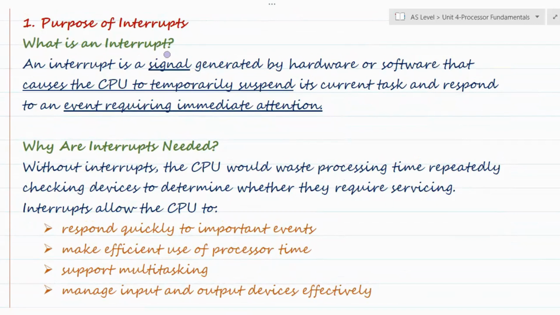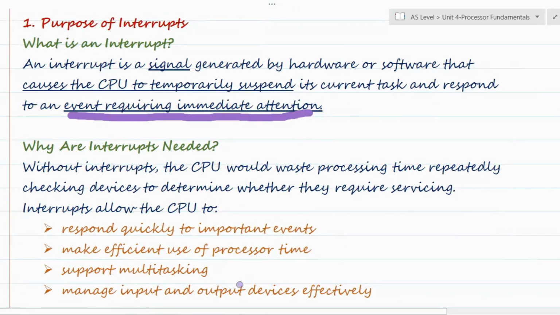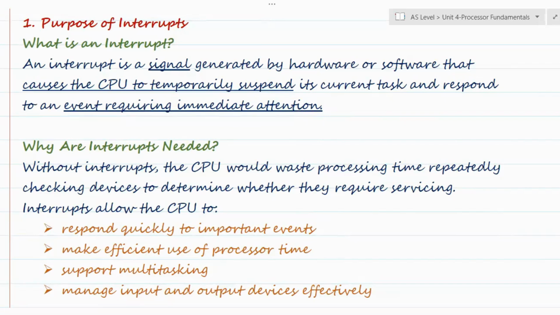So, first of all, what is an interrupt? An interrupt is a signal generated by hardware or software that causes the CPU to temporarily suspend its current task and respond to that event requiring immediate attention. So it tells the CPU, please stop for a moment. I need your attention immediately. When an interrupt occurs, the CPU temporarily suspends its current task, deals with the interrupt, and then resumes the original task.